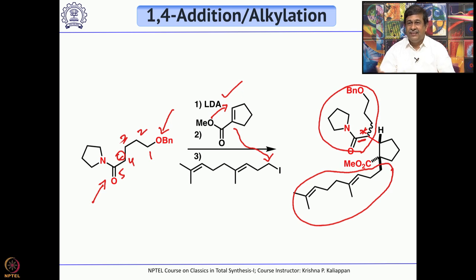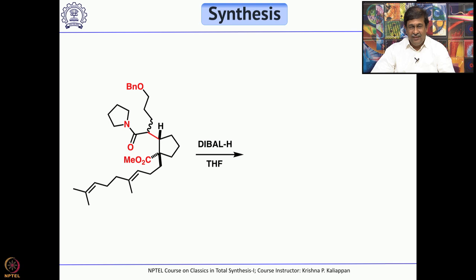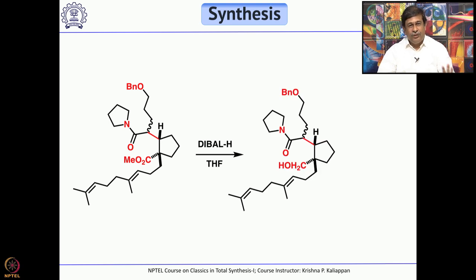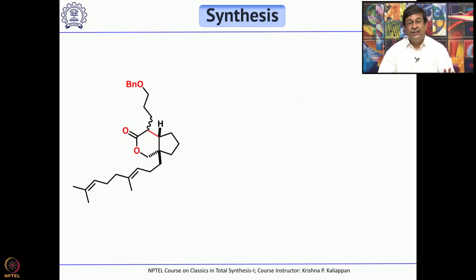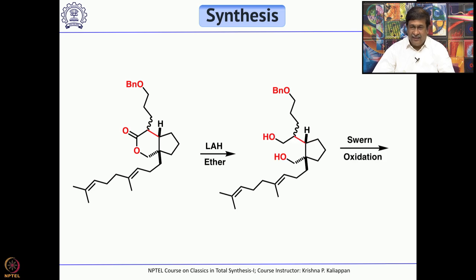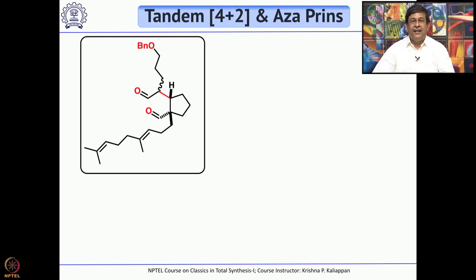So once you have this, the next step is you have to reduce the ester. The ester could be easily reduced with DIBAL, and when you do that, the ester will get converted into the primary alcohol. Now the primary alcohol, if you treat with potassium hydroxide and ethanol, basically hydrolysis followed by lactonization, you get the corresponding 6-membered lactone. Okay. Now from the 6-membered lactone, you have to convert into dialdehyde, which is a precursor for making dihydropyridine. This lactone was reduced completely with lithium aluminum hydride to get the diol, and the diol was oxidized under Swern condition to get the dialdehyde. So this is the key precursor for the subsequent tandem 4+2 as well as aza-Prins cyclization.